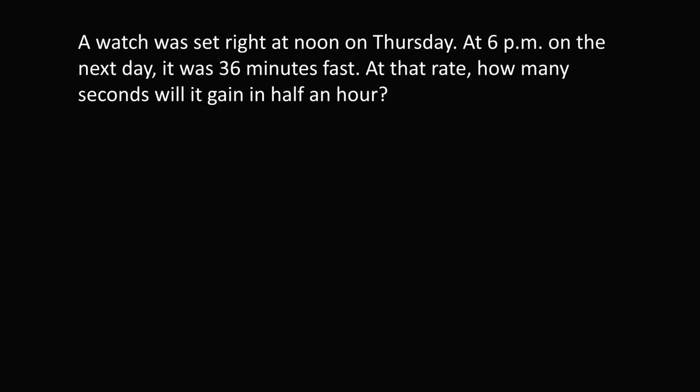A watch was set right at noon on Thursday. At 6 p.m. on the next day, it was 36 minutes fast. At that rate, how many seconds will it gain in half an hour? We first start out by calculating the number of hours between 12 noon Thursday and 6 p.m. Friday. So 12 noon Thursday to 12 noon Friday will be 24 hours. We then add 6 more hours to get to 6 p.m. Friday. So 24 plus 6 is equal to 30 hours.